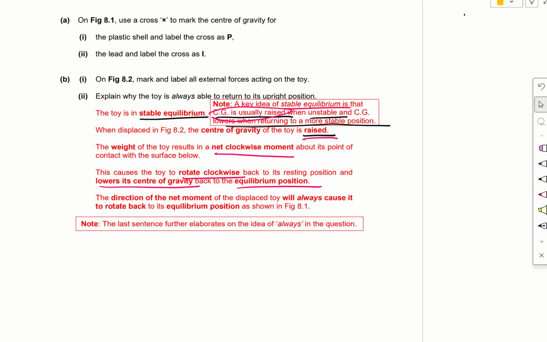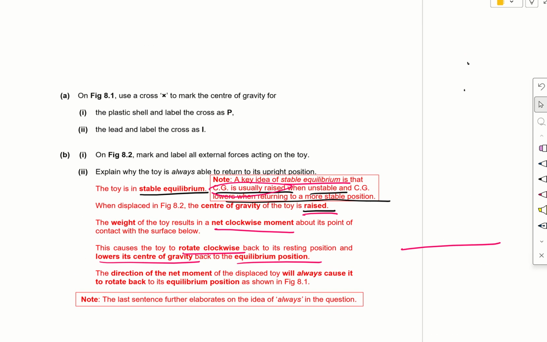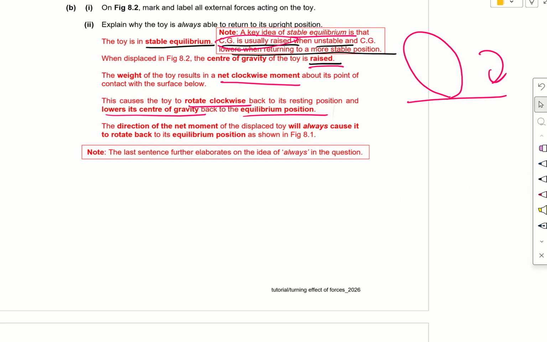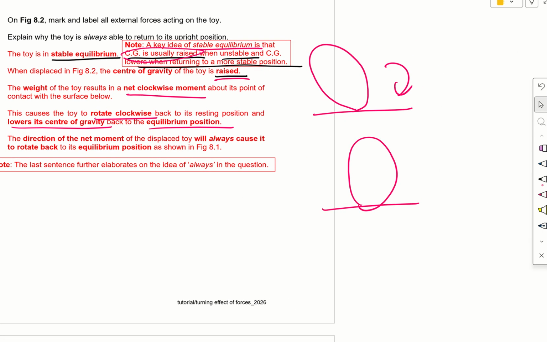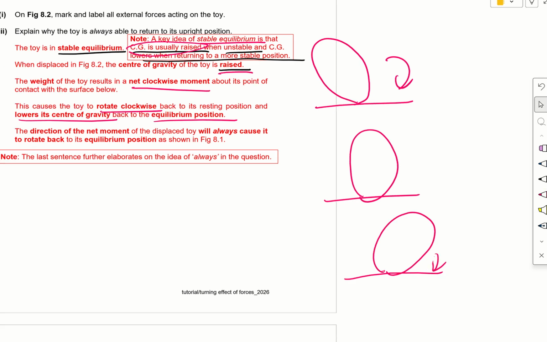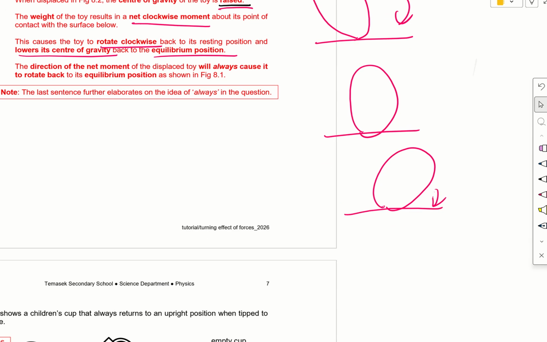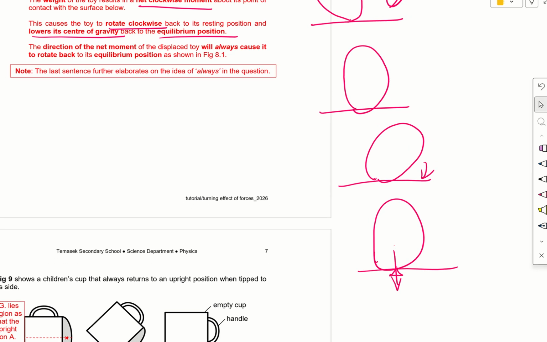Now, it doesn't mean that because the toy is rotating clockwise, it will cause it to stand upright straight away. It will still continue, right? But the amount of clockwise and anti-clockwise motion will get lesser as time goes by. So eventually, it will end up looking like that with the center of gravity above where it is being supported.